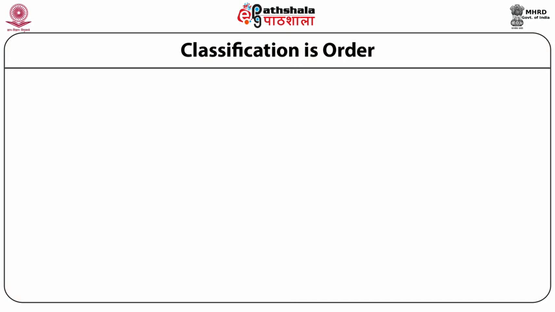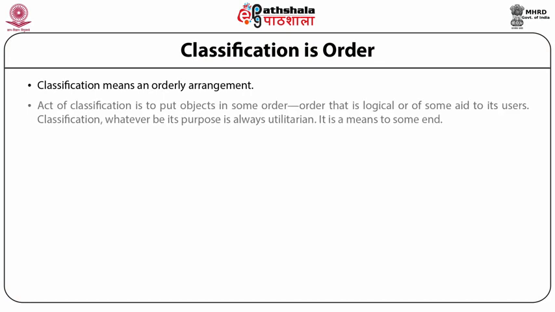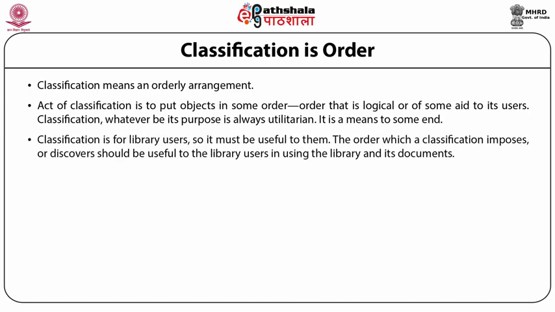Classification is order. Classification means an orderly arrangement, or to put entities in some order or sequence. The act of classification is to put objects in some sequence, in meaningful groups, that is logical or of some aid or help to its users. Classification, whatever be its purpose, is always utilitarian. It means it should be of utility to some people who want to use it, and it is a means to some end. Classification is for library users, so it must be useful to them, to the majority of them.